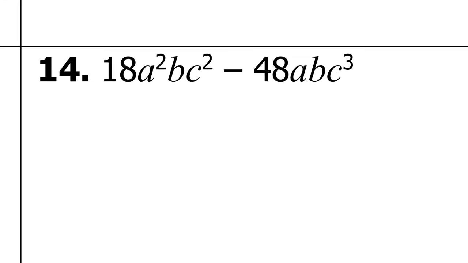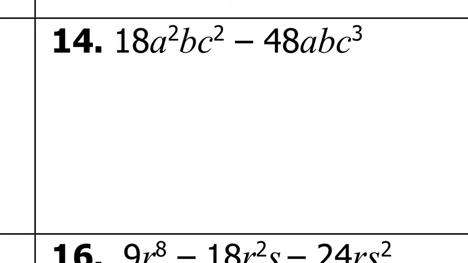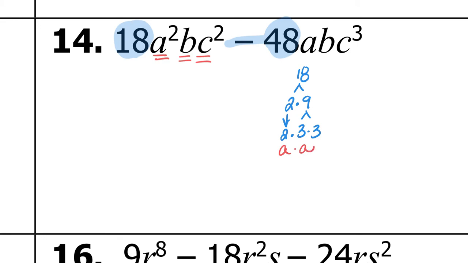Let's look at 14. So the process again stays the same. We're going to check out those coefficients out front first. That 48 is negative, so I don't want to lose that. And I want to go ahead and factor that. So 18 can be factored into 2 times 9. And 9 can be broken down into 3 times 3. And then I want to go back and look at how many variables it contains. So it contains 2 A's, 1 B, and 2 C's.